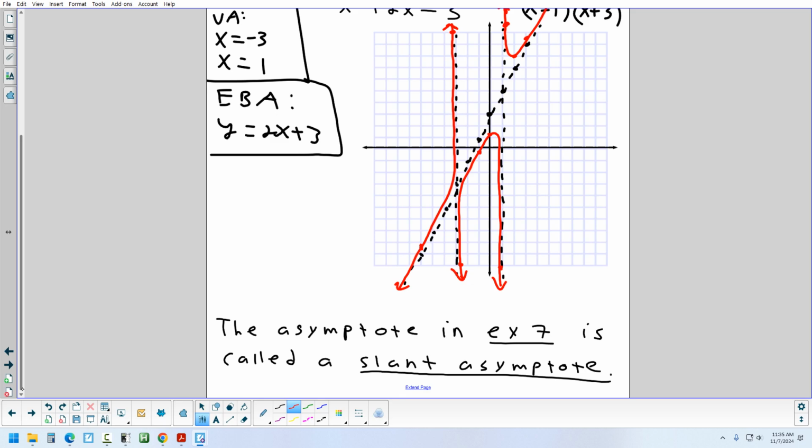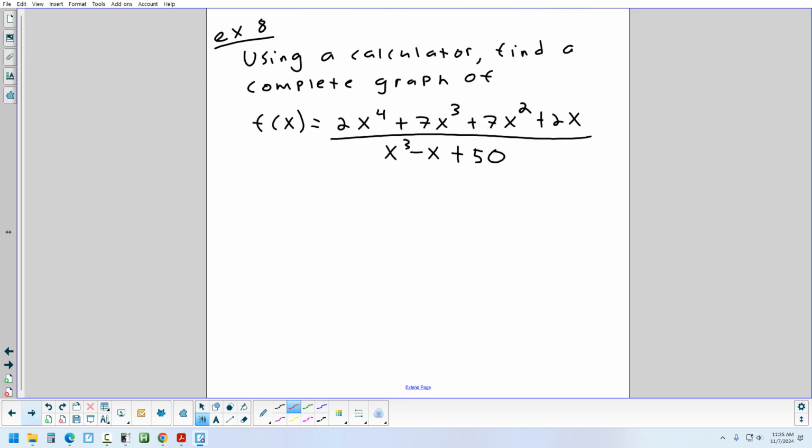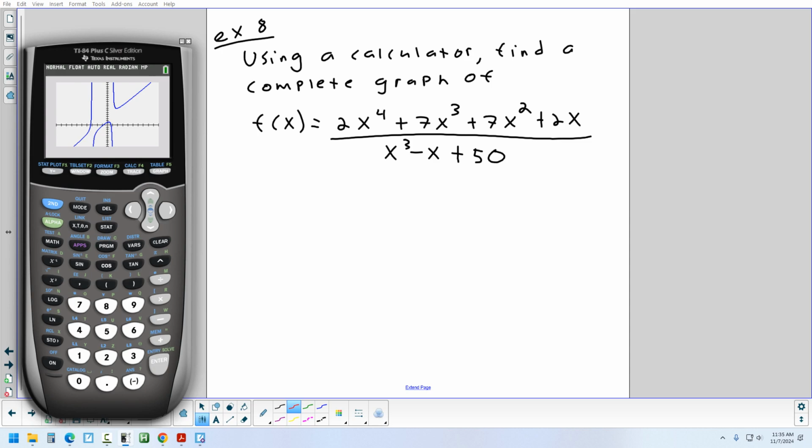Okay, so last question. So it says to use a calculator and just find a graph of that. Okay. So let's type that in and see what happens. So we get 2x to the 4th plus 7x cubed plus 7x squared plus 2x. Okay. What kind of EBA would you expect there to be in this one?